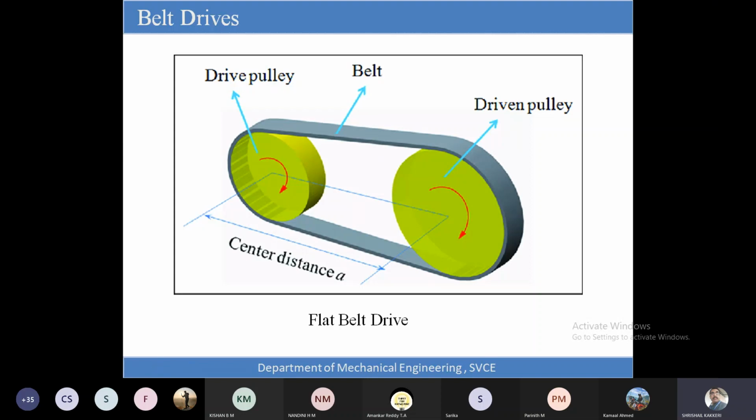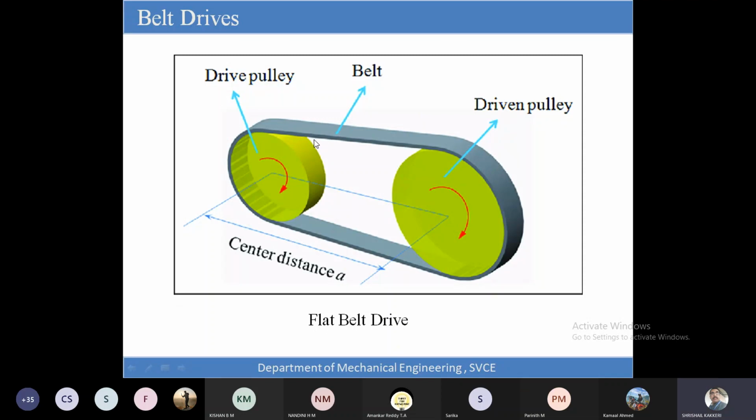So due to this, what happens? The belt will become loosened. That will be called as creep in the belt. That I'll be discussing later. And this is about the flat belt. Since the cross section of this belt is rectangular shape, so this is called as a flat belt.